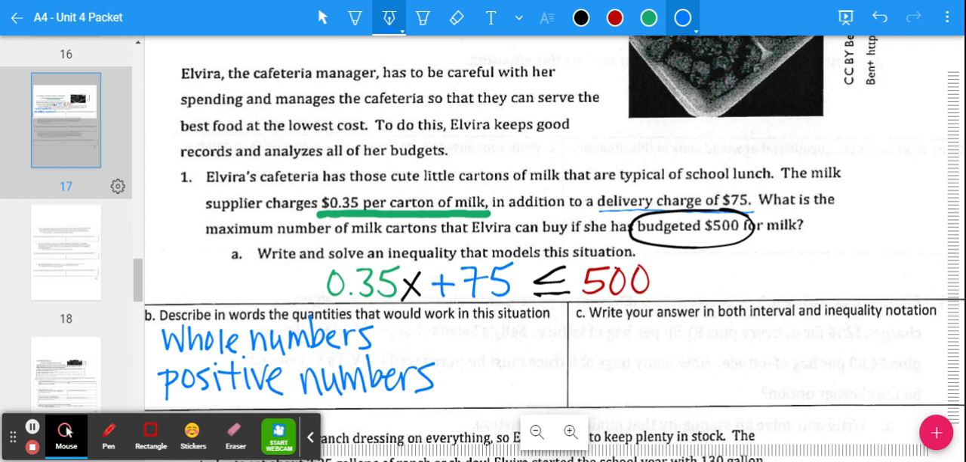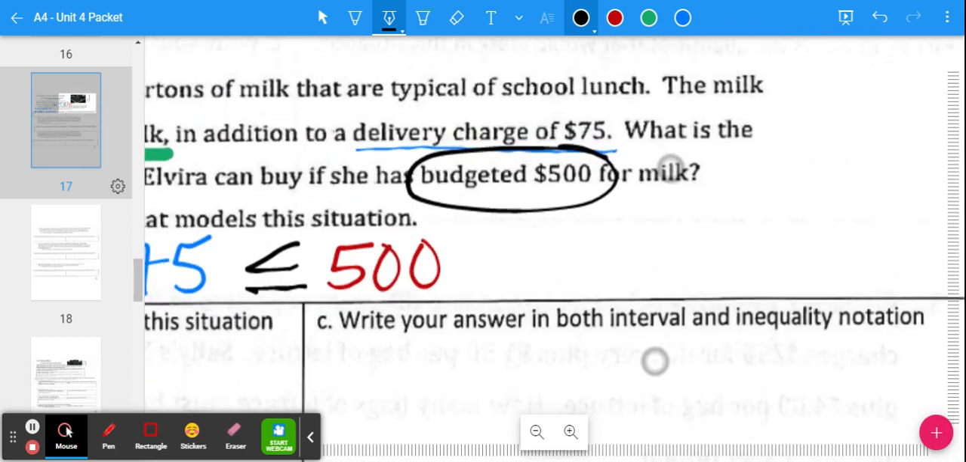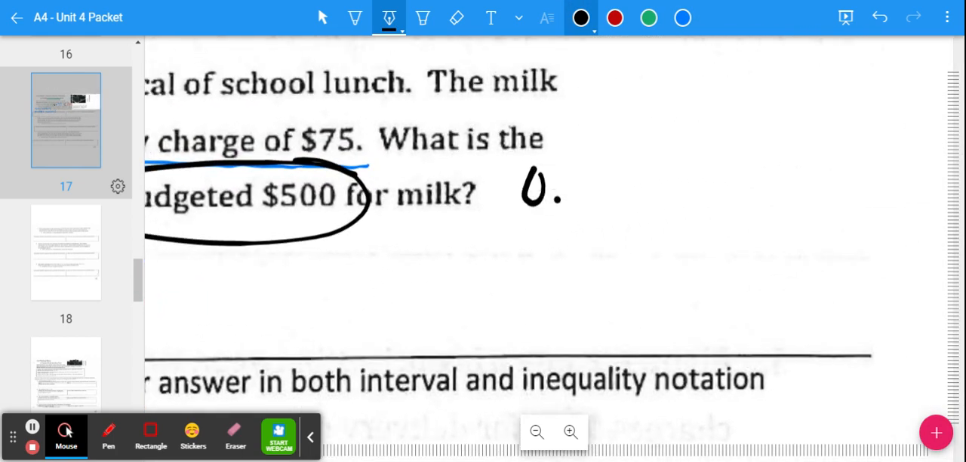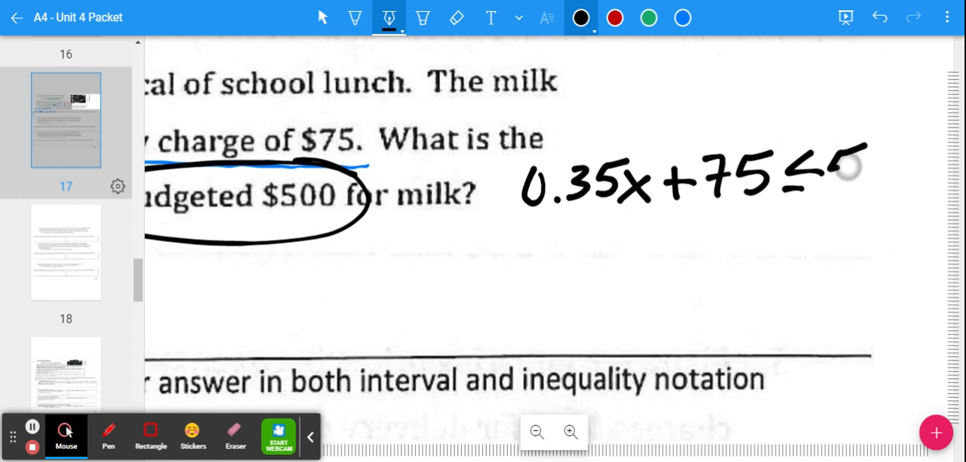So then it says, write your answer in both interval and inequality notation. Well, we don't have an answer yet. We still have to figure out the answer to the question. What is the maximum number of milk cartons that she can buy? So we have to solve our inequality. So we have 0.35x plus 75 is less than or equal to 500.